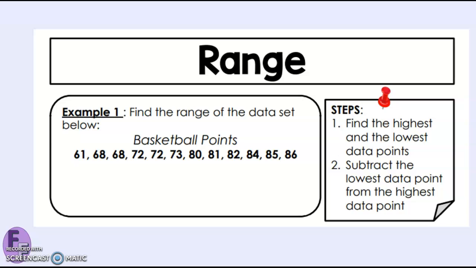Step 2, subtract them. So in this case, our two numbers are 86 for the high and 61 for the low. When we subtract them, our range is 25.